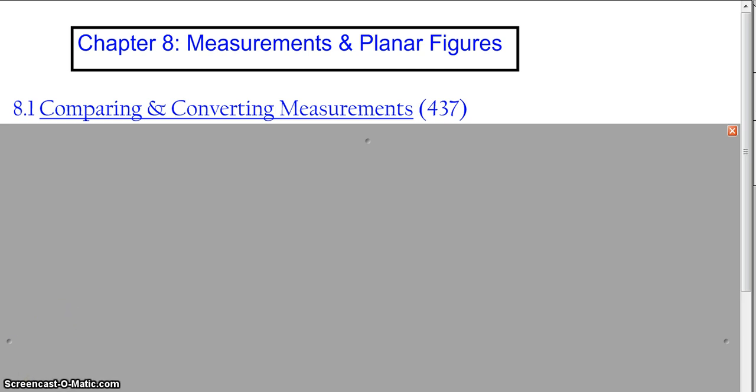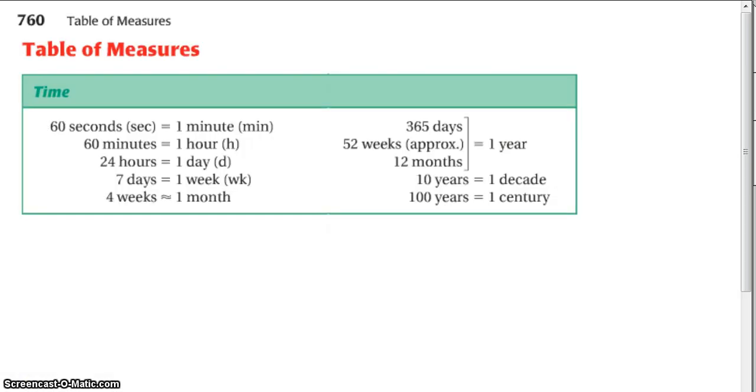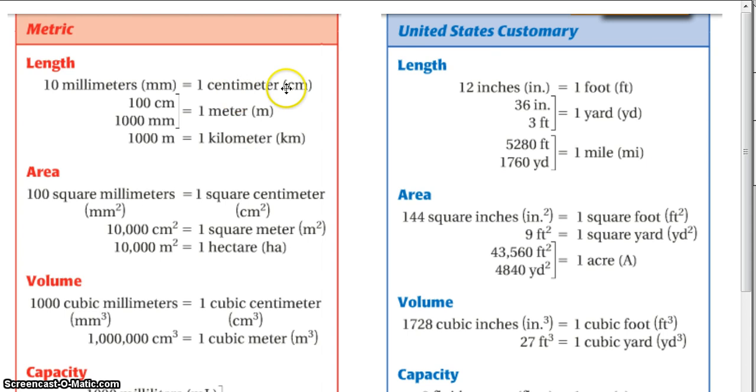Okay? Let's see. So we have this time table, and we can see that 60 seconds equals 1 minute, and so on. You know these things. 7 days equals 1 week. Okay? And then we have metric and United States customary, or otherwise sometimes called standard, the standard system. So how many inches in 1 foot? 12. How many feet in 1 yard? 3. 3 feet in 1 yard.